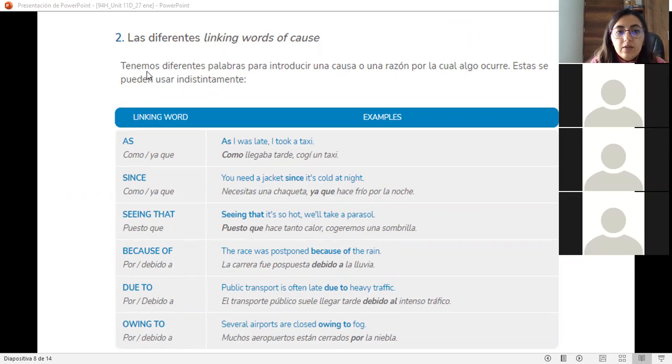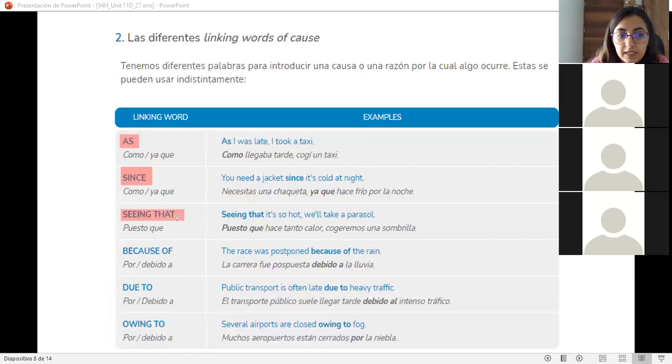We have the words as, ¿sí? Tenemos la palabra as, que significa como o ya que. We have since, ¿sí? Que también tiene un significado muy parecido, ya que, ¿no? You need a jacket since it's cold at night, ¿no? Necesitas una chaqueta o un abrigo, ya que está haciendo frío, ¿no? Since it's cold.